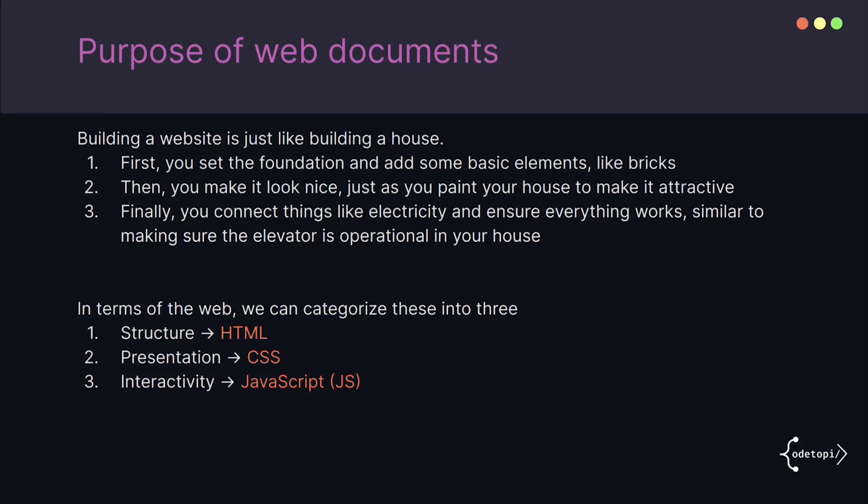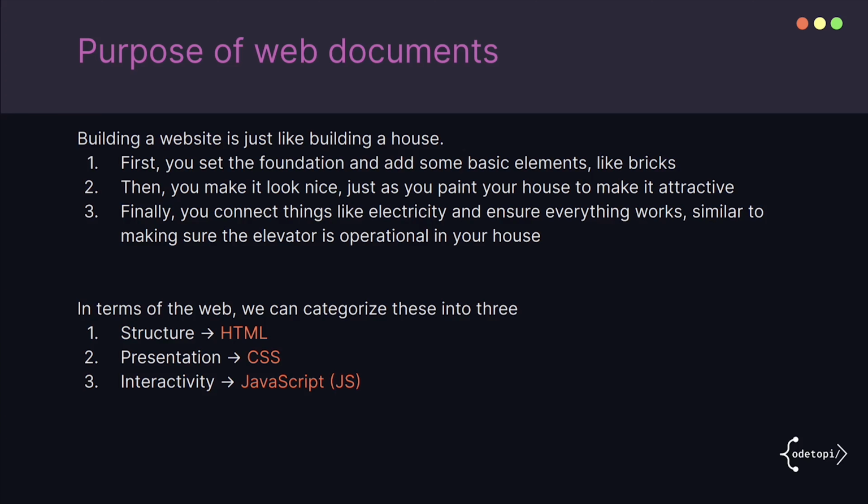Now, building a website is just like building a house. First, you set the foundation and add some basic elements like bricks. Then you make it look nice. You make your house look nice by painting it, right, to make it look attractive. And then finally, you connect things like electricity and ensure everything works, similar to making sure the elevator is operational in your house.